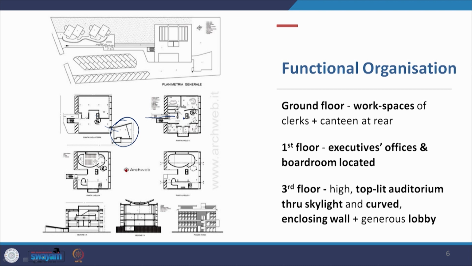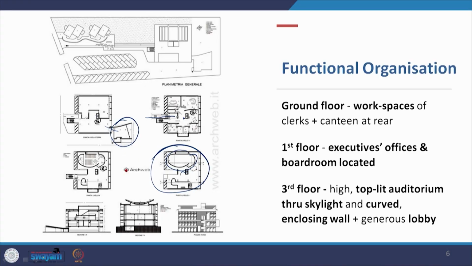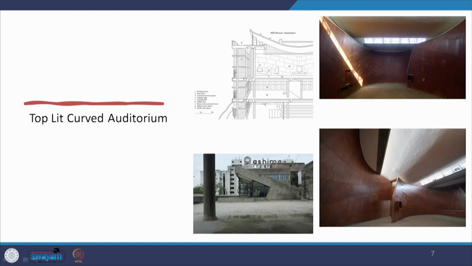And the third floor, where you have the high top lit auditorium, the light is coming through a skylight, and this has a curved enclosing wall which indicates that these walls are non-load bearing, and there is a very generous lobby provided. Here also, at this level, you do enter into the auditorium. So the auditorium is actually double height, and you have the lobby. Now the auditorium is top lit through the skylight.